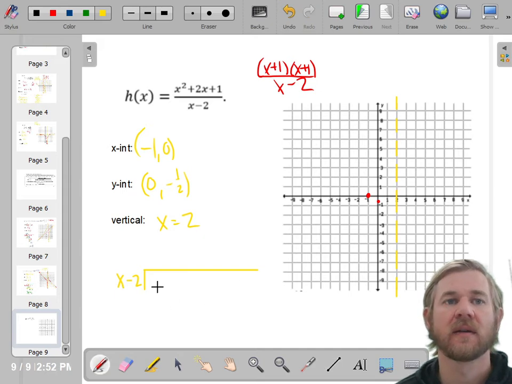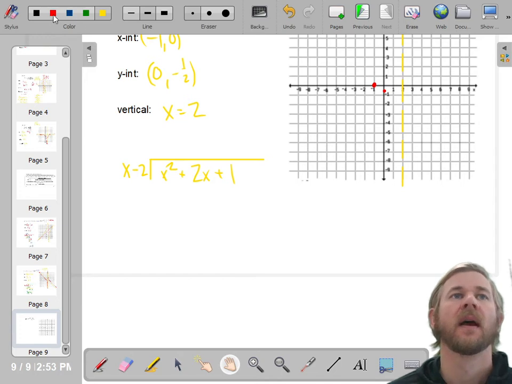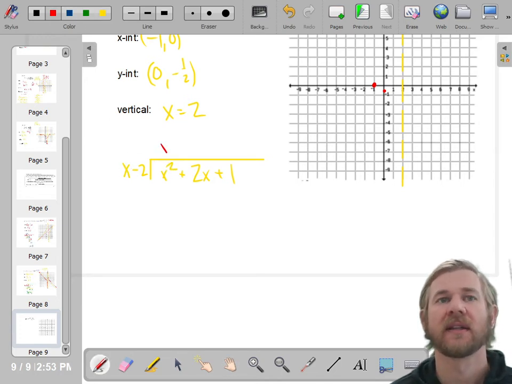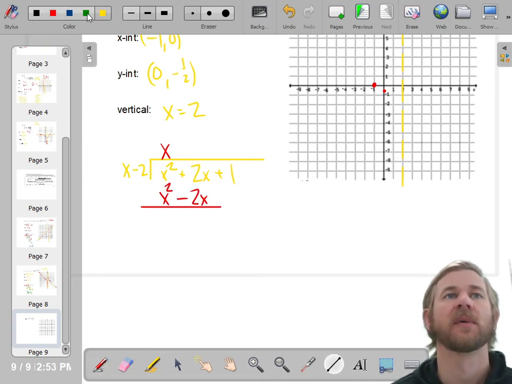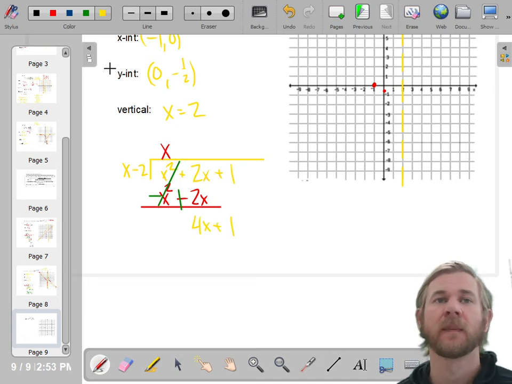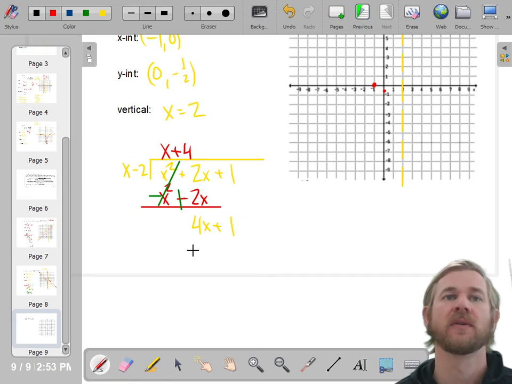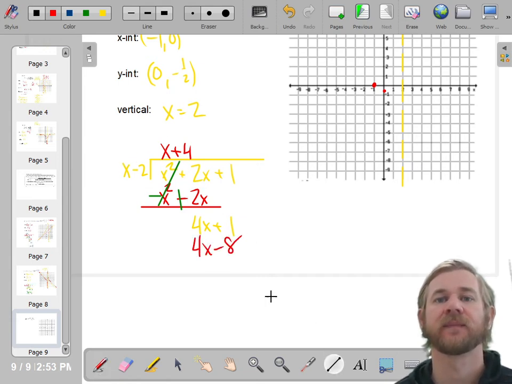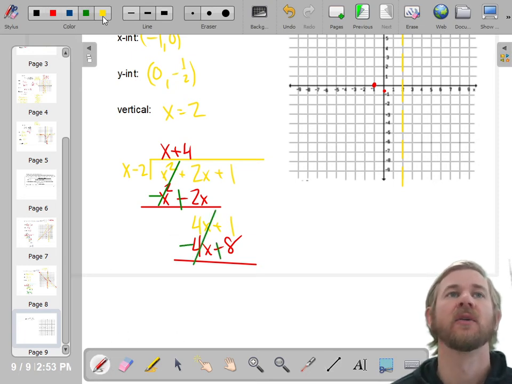So it's x squared plus 2x plus 1. So x times what gives you x squared? That would be x. Now distribute: x squared minus 2x. X squared minus 2x. And now we will flip our signs. So minus plus cancel. And 2 plus 2 is 4x. Be careful, those don't cancel. 4x plus 1. We do it again. X times what gives you 4x? X times 4. Distribute. 4x minus 8. Flip your signs. Minus plus cancel. And you get a remainder of 9.